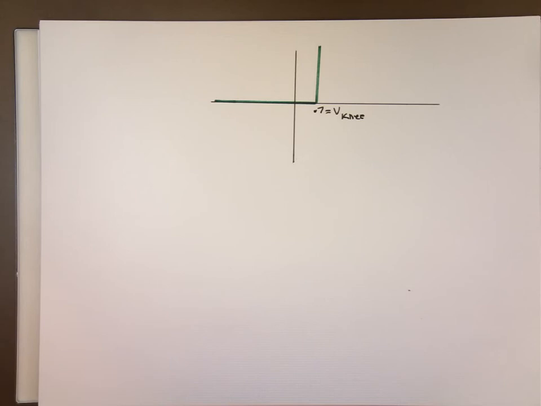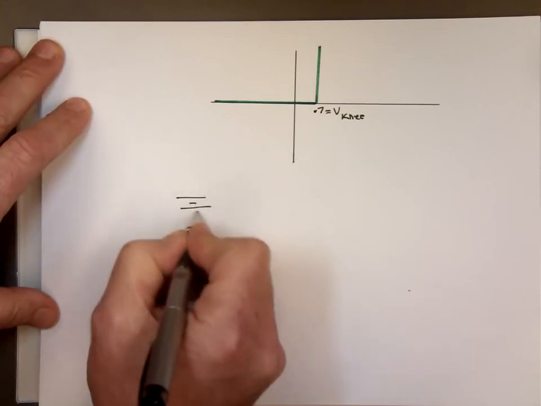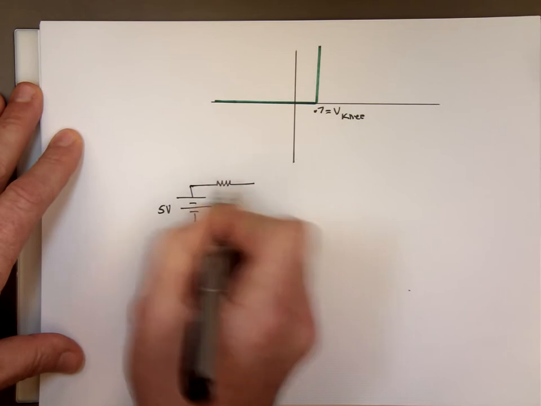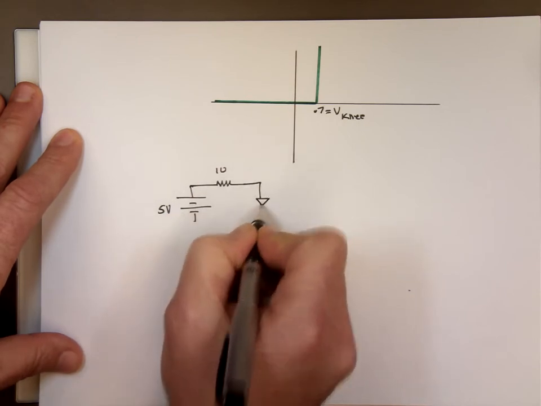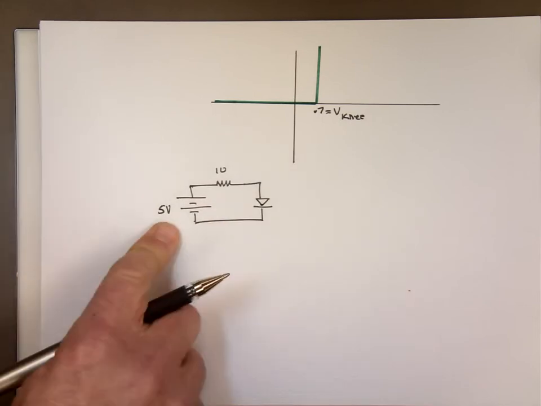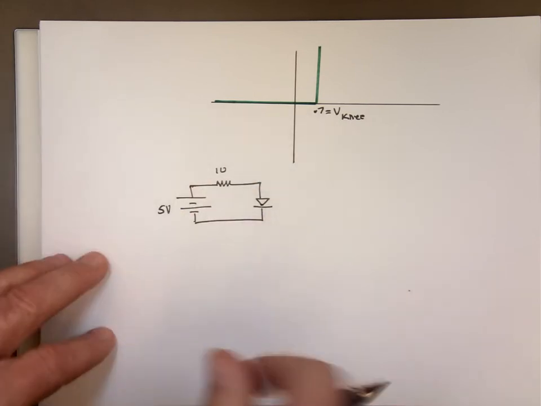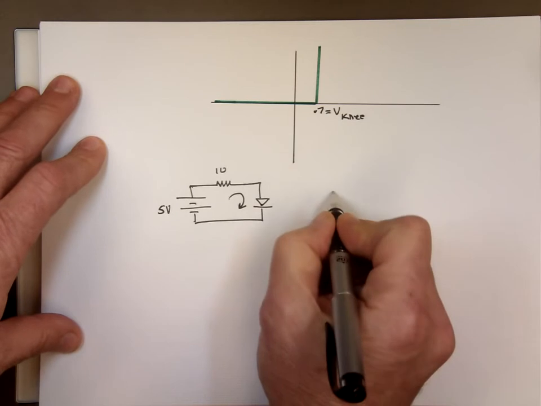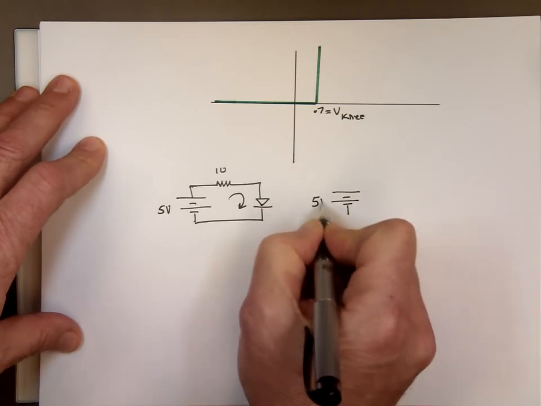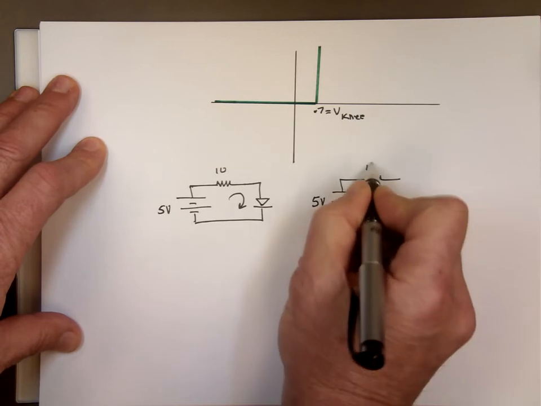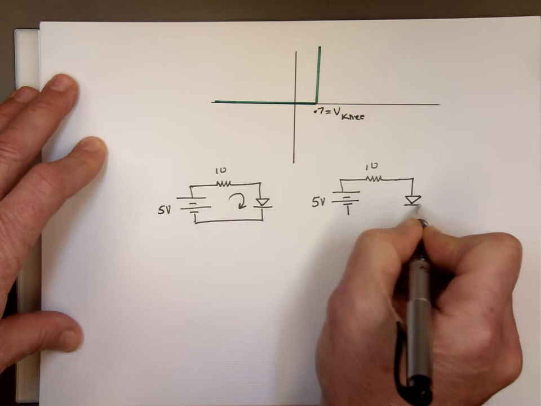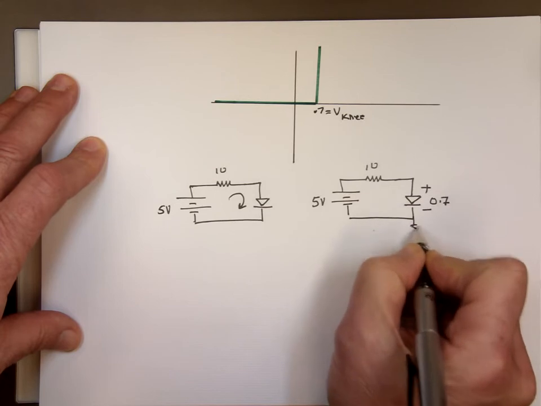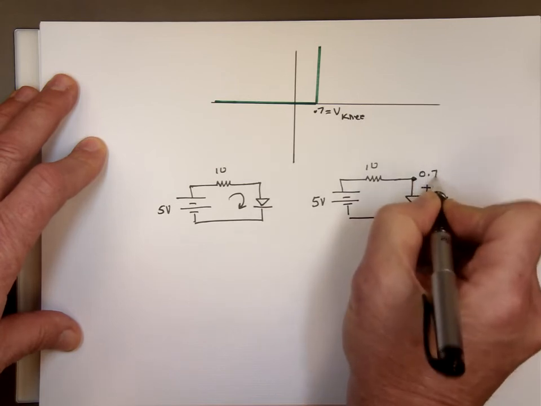So if we go back to that first circuit that we had here, that 5 volts here, and that's the 10 ohms, and that's the diode here. Since this voltage is much larger than 0.7, it's going to force the current through it in this direction. It's forward biased. So this will be 5 volts, 10 ohms, and this diode now will have a voltage across it of 0.7 volts if it's silicon. So if this is your ground, this voltage here is 0.7 volt.